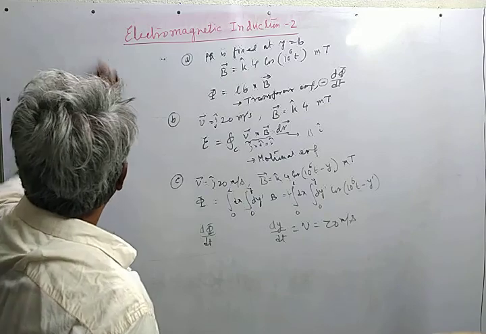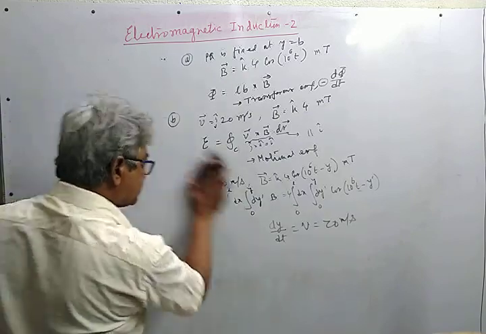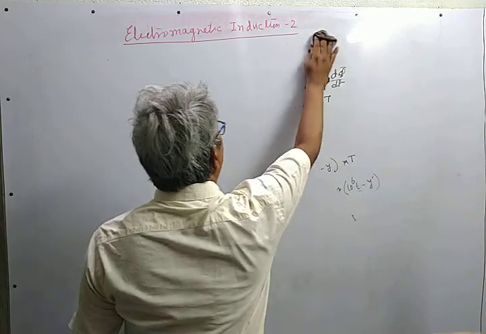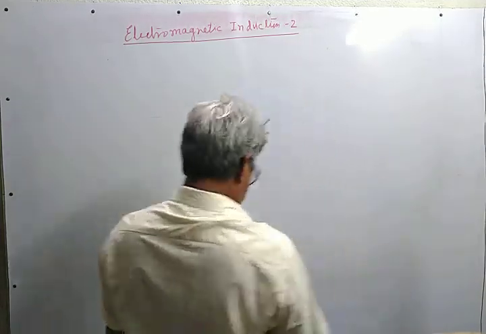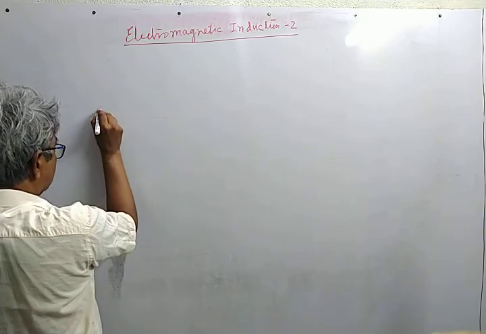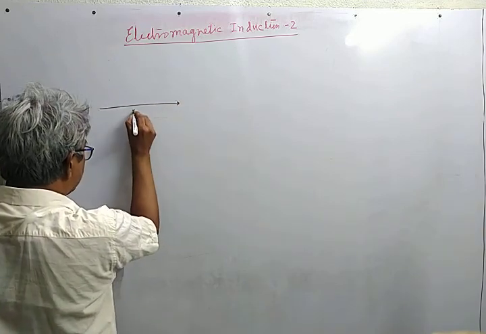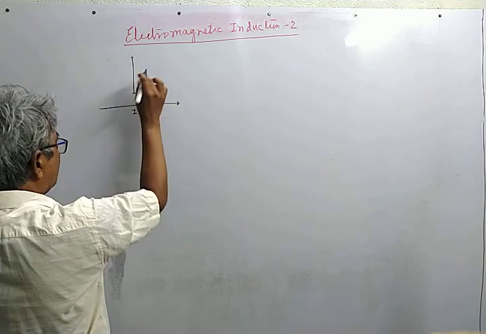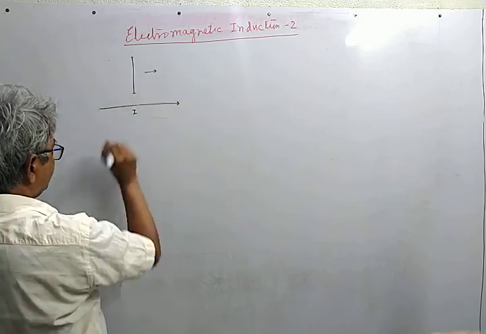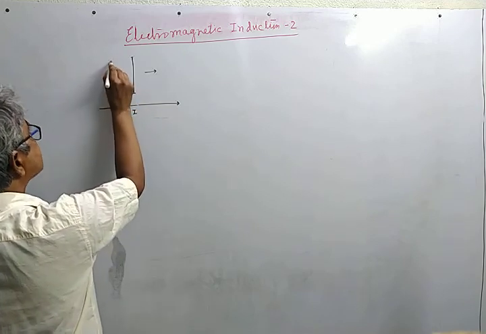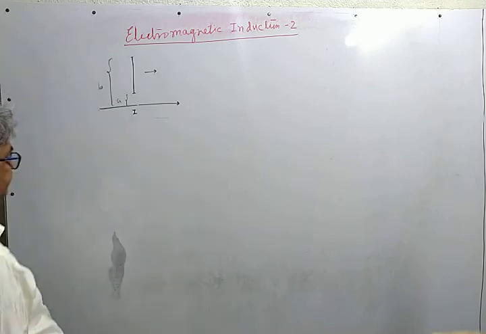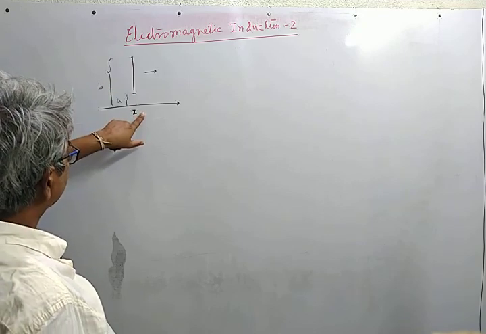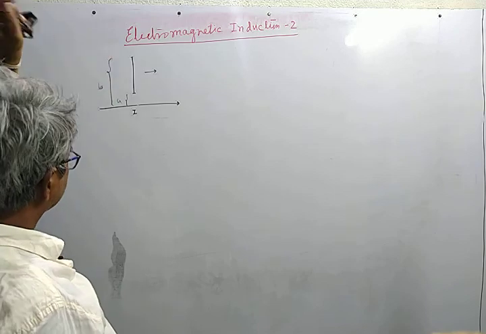Firstly, I consider a long straight wire carrying a steady current I, and a conducting rod. Let me describe the situation. This is a long straight wire which carries the current I, and we have a rod which is moving in this direction. The nearer end of the rod is at a distance a from the current carrying conductor, and the far end is at a distance b.